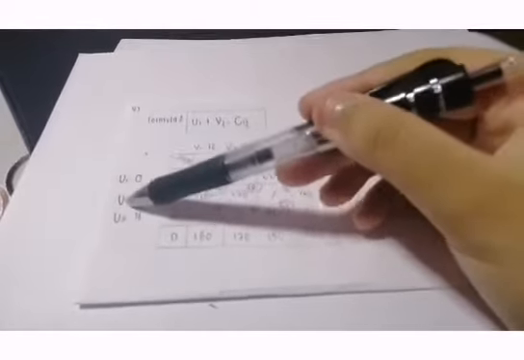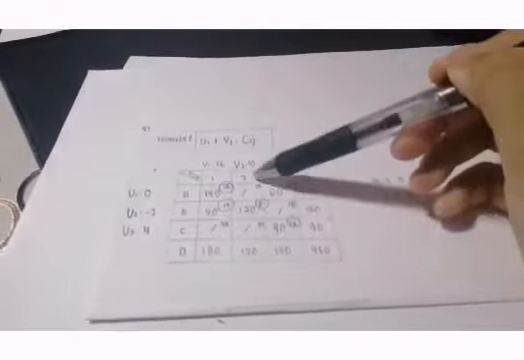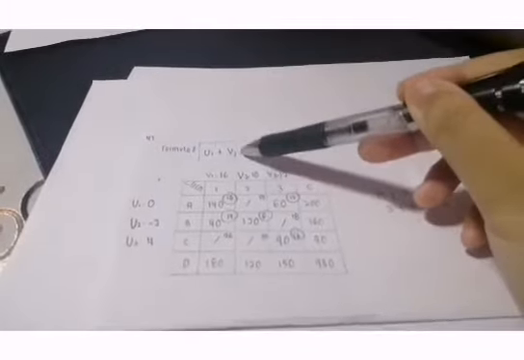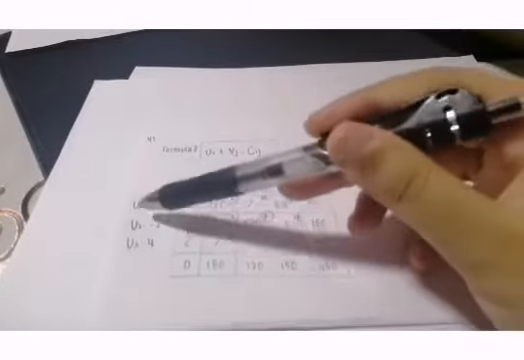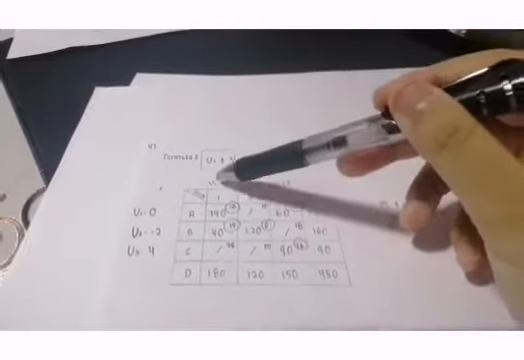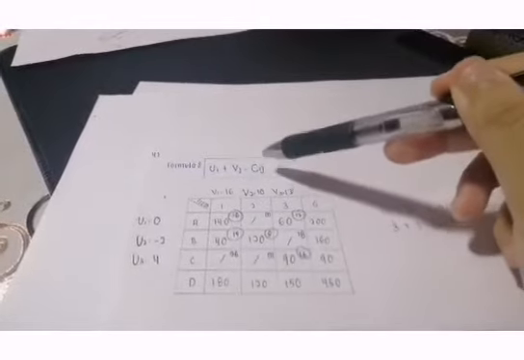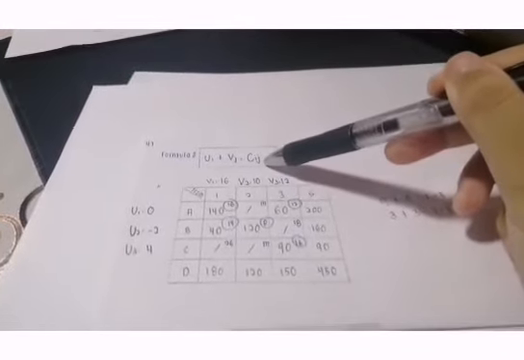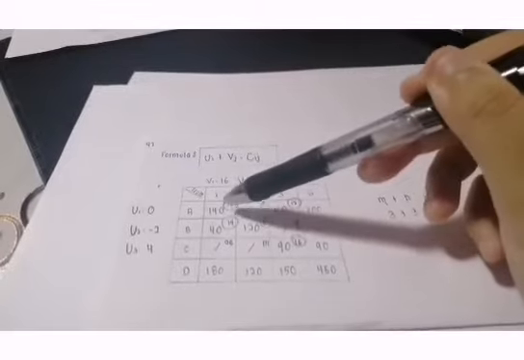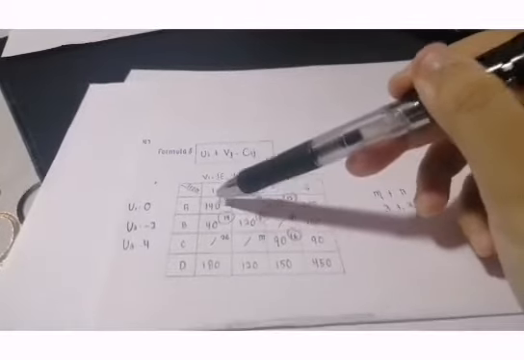Next, to find the values for U1, U2, U3, V1, V2, V3, we have to use this formula. Ui is U1, U2, U3 for each row. Vj is V1, V2, V3 for each column. Cij refers to the cost in the allocated cell.